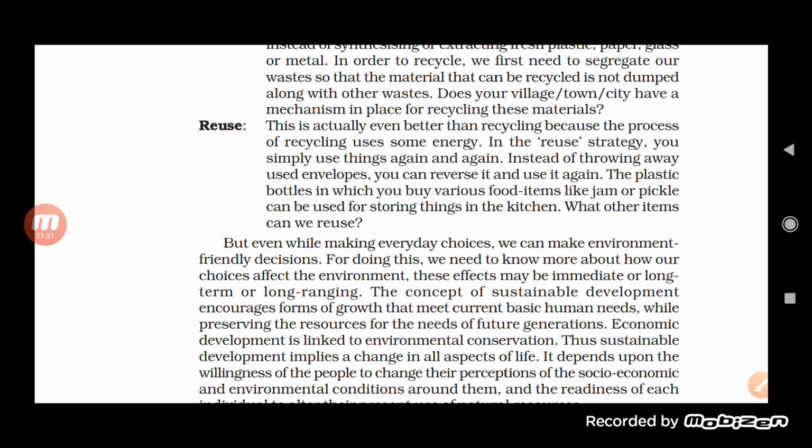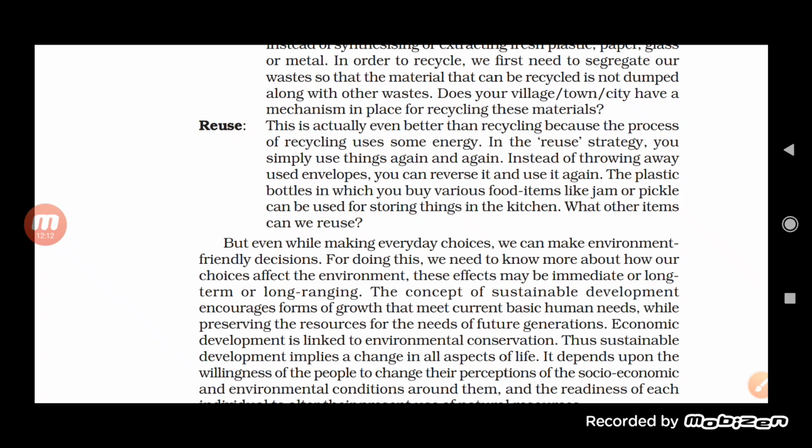In the reuse strategy, you simply use things again and again, and instead of throwing away, like an envelope, you can reverse it and use it again. You have seen this in your house: when grocery items like jam or pickle are finished, the container, which is of glass or plastic, can be used again and again for storing things in the kitchen. So this is the reuse of the thing.